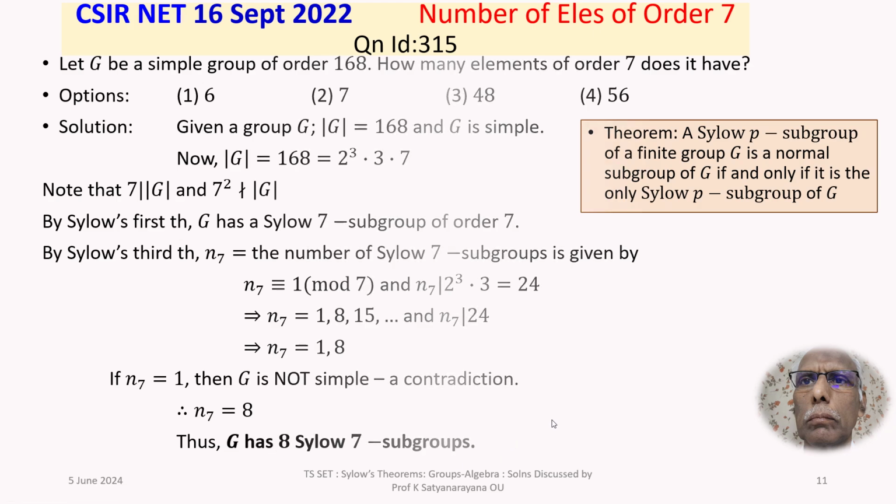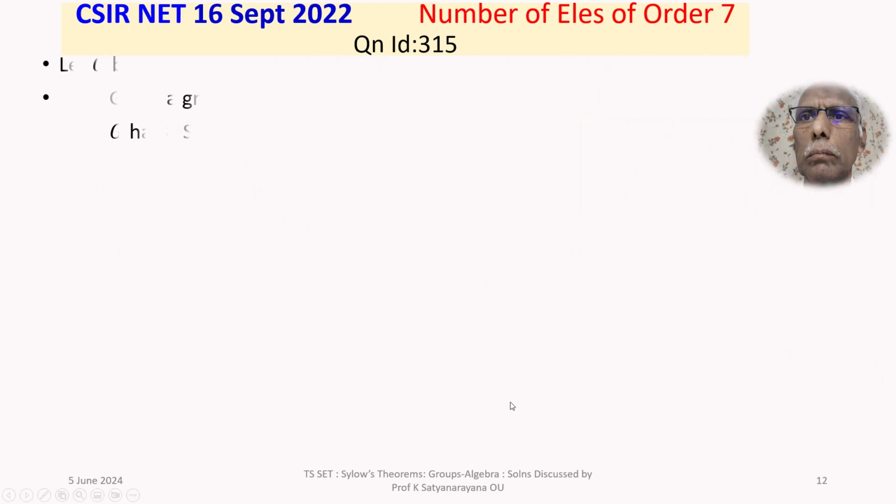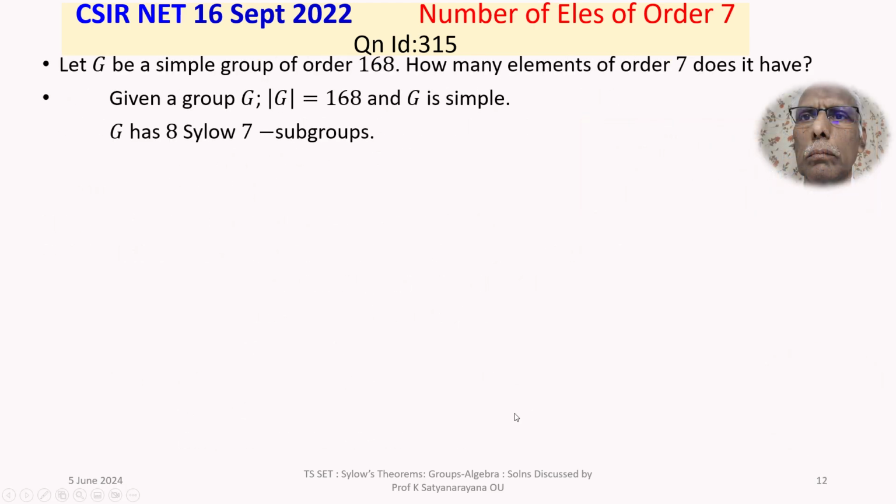We continue for the further discussion. So that's what we have done so far. Let's now remember that we have to find out how many elements of order 7 G has. There are 8 Sylow 7 subgroups. Let H be any one of them, any one of these Sylow 7 subgroups of order 7.